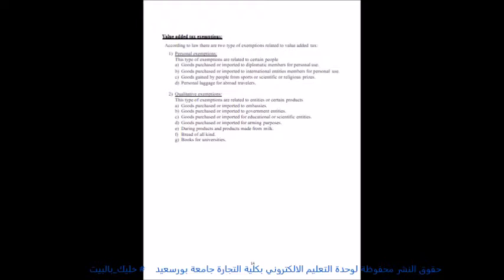There is another type of exemption called qualitative. This type of exemption is related to entities or certain products. These are exemptions for companies or products, not for persons. Goods purchased or imported to embassies. Goods purchased or imported to government entities. Goods purchased for educational and scientific entities, which we mentioned before, all goods imported for scientific or educational purposes.